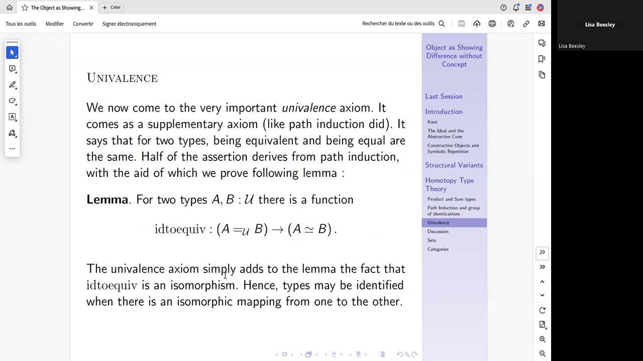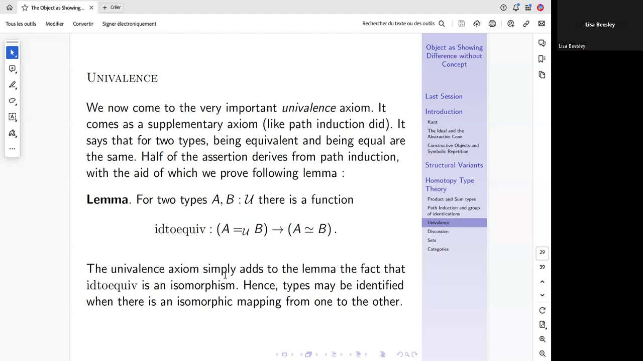And then we have the principle of univalence. And here we are going to meet my reflection about structural variance. Univalence is again a new axiom. I think that if I remember well, Michael Shulman, in his approach, also proves univalence. This is a supplementary axiom. It says that for two types, being equivalent and being equal are the same. So it seems to say that isomorphic replicas, as I considered in my part about structural variance, are treated as a case of equality by HoTT.